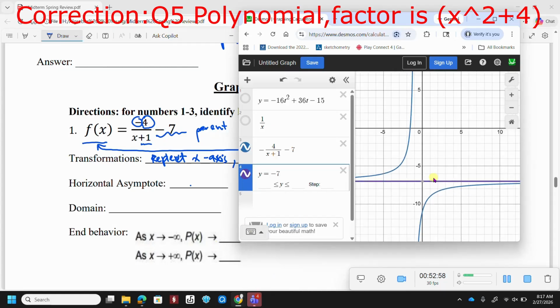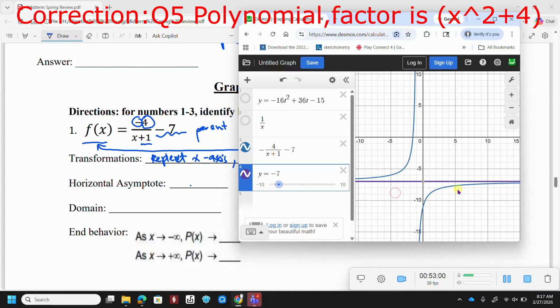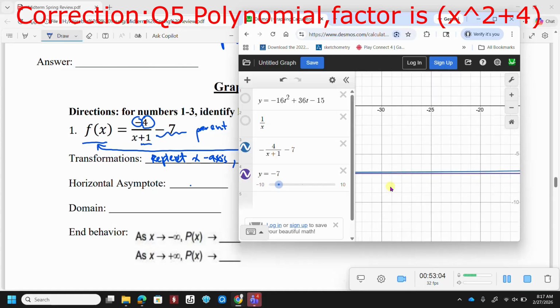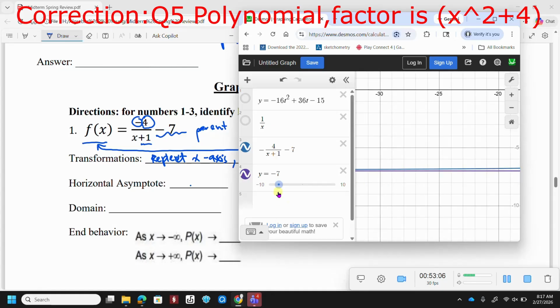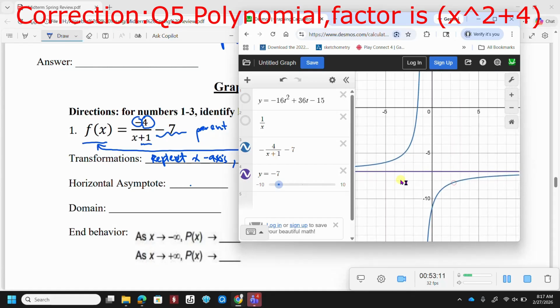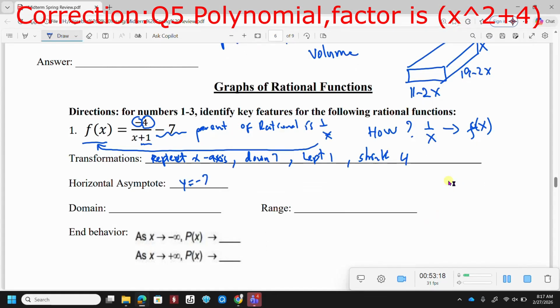Yep, so you see the purple graph, purple line. And if you move it all the way, you can see there's always a little space between the asymptote and the graph. So we got that one right. So the asymptote is y equals -7. Domain. So the domain is the bottom, it cannot be 0. So x cannot be -1.